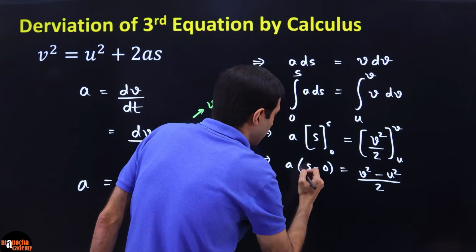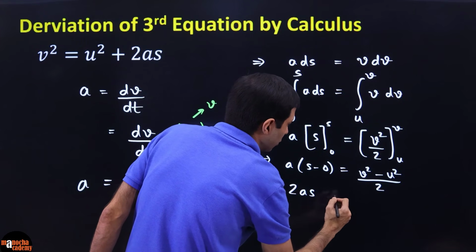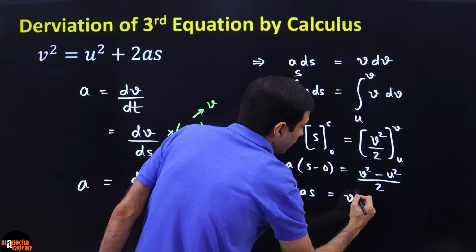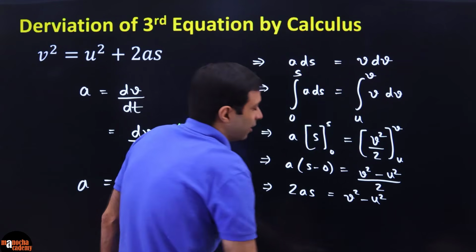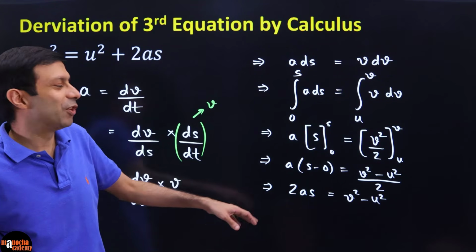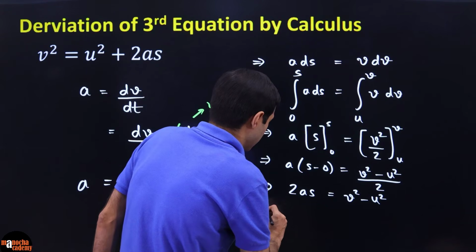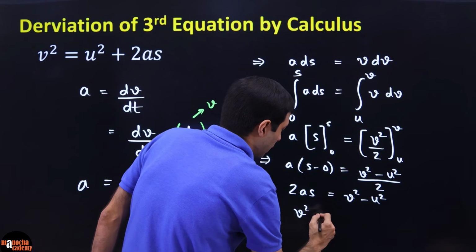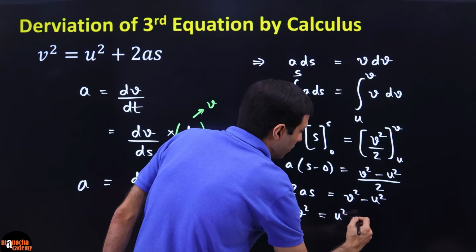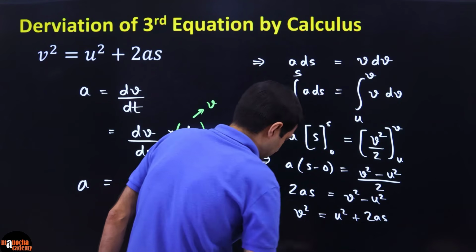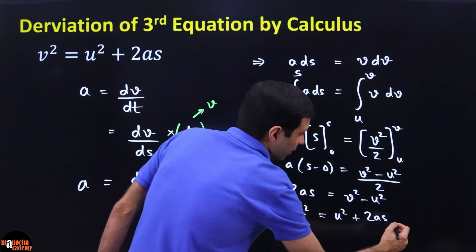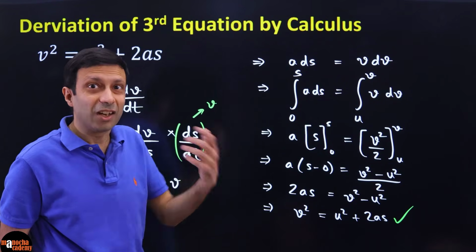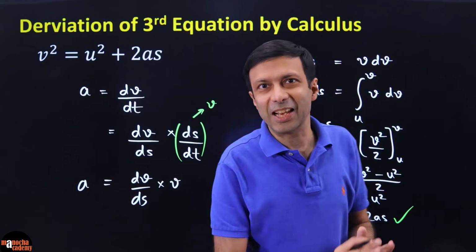If you bring the 2 over here, we are going to get 2as on the left hand side, and the right hand side will be v square minus u square. You can see we have got to the third equation of motion. Just rearrange it and you will get v square equal to u square plus 2as. There you go. We have derived the third equation of motion using calculus method.